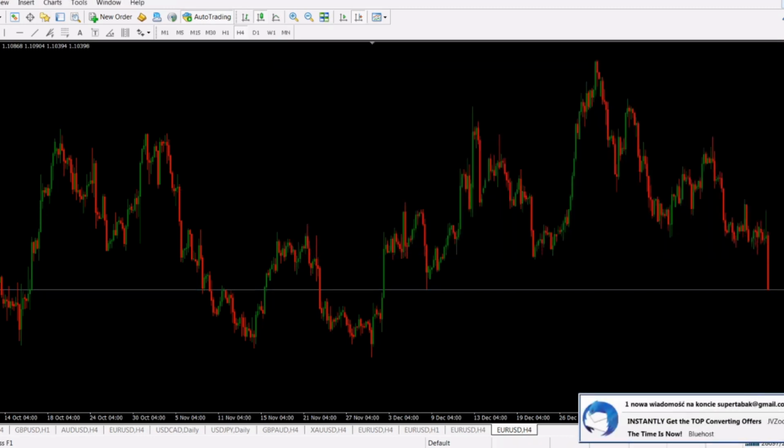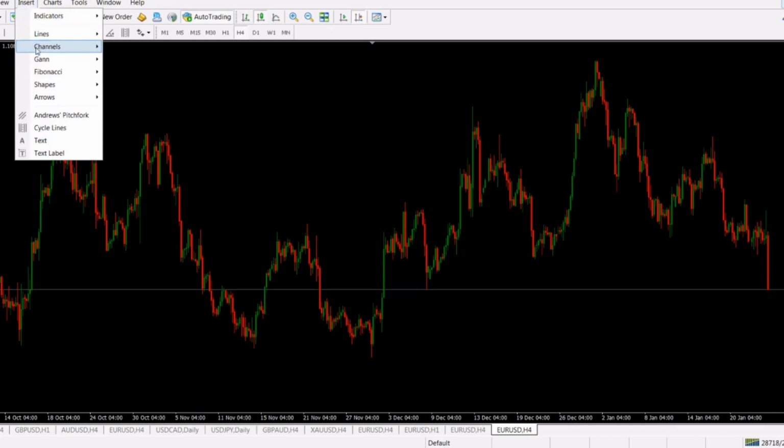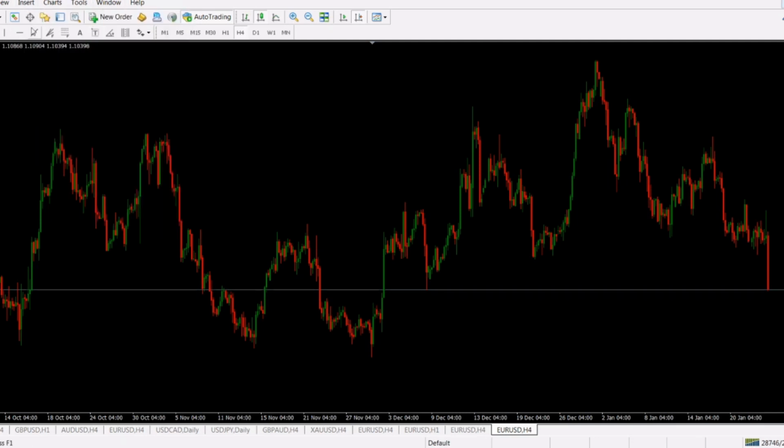So we're starting here with the first one. Let's presume we draw a trend line by angle, which we can find somewhere here. Trend line by angle is, where is it? It is somewhere here, wherever you'll find it. Lines, trend line by angle. I got it over here.